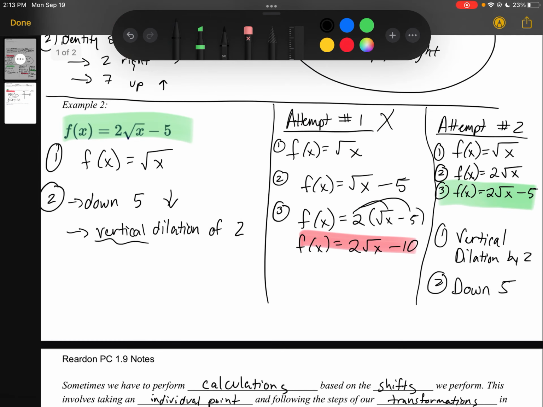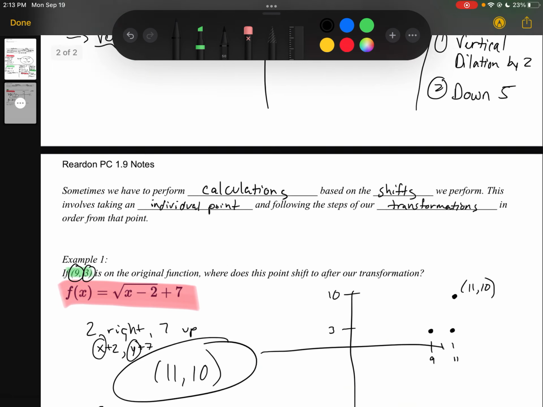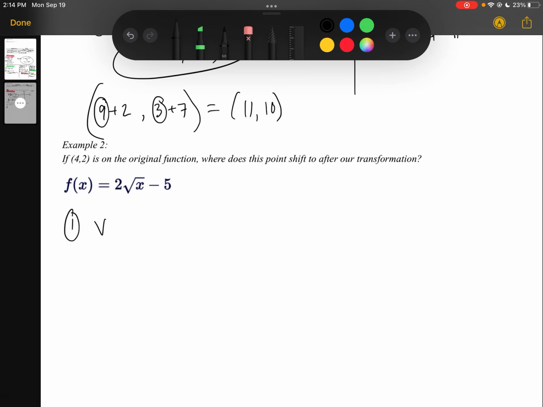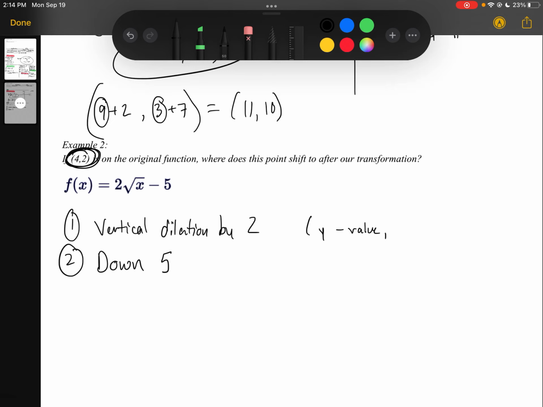So our second one here, 2 root x minus 5, we determine that we do a vertical dilation by 2. So step 1, vertical dilation by 2. And then step number 2 is we go down by 5. So 4 comma 2 is our original point here. So what we're going to do is, from this point, we're going to see that a vertical dilation by 2 just means you take your y value, multiply it by that factor. So in this case, multiply by the factor of 2, because that's the vertical dilation.